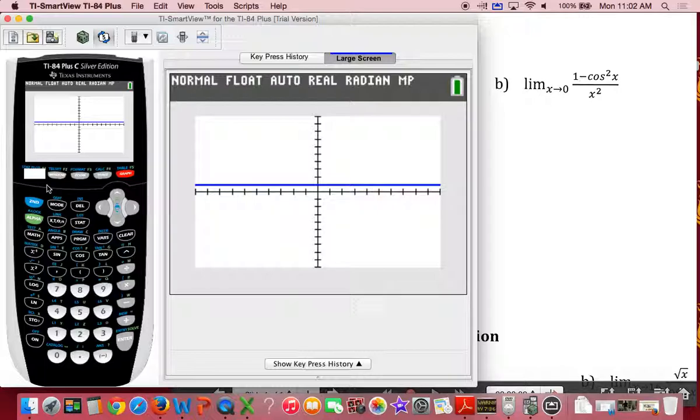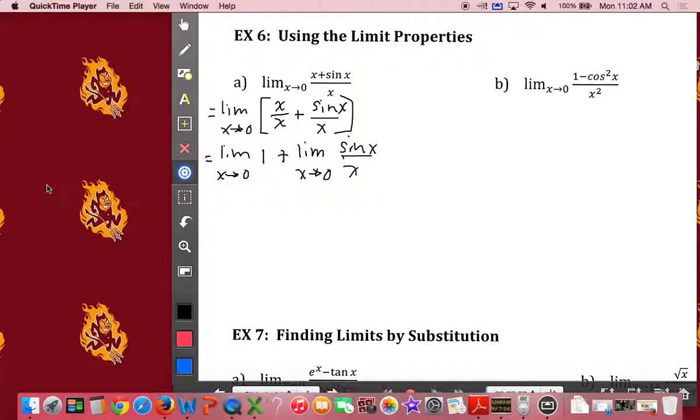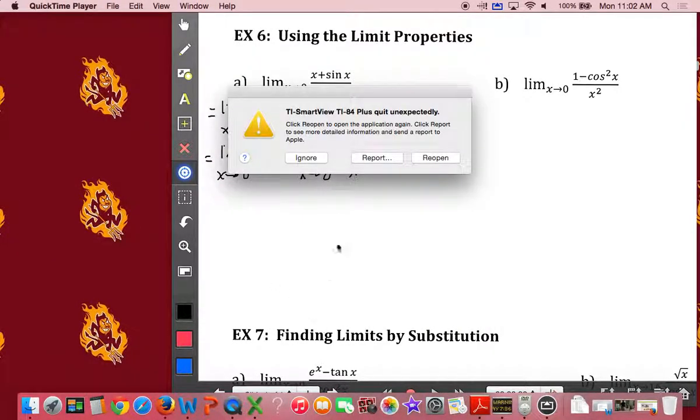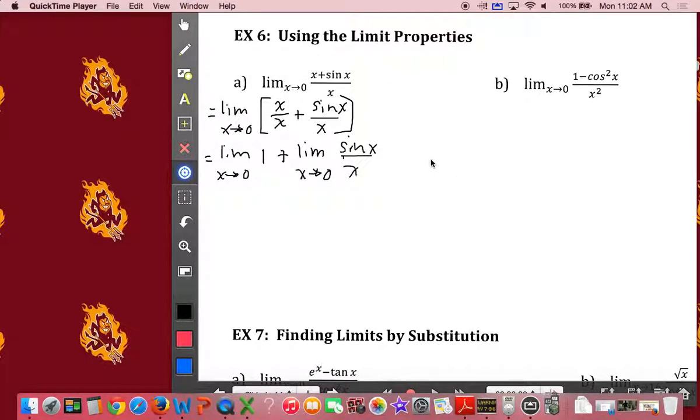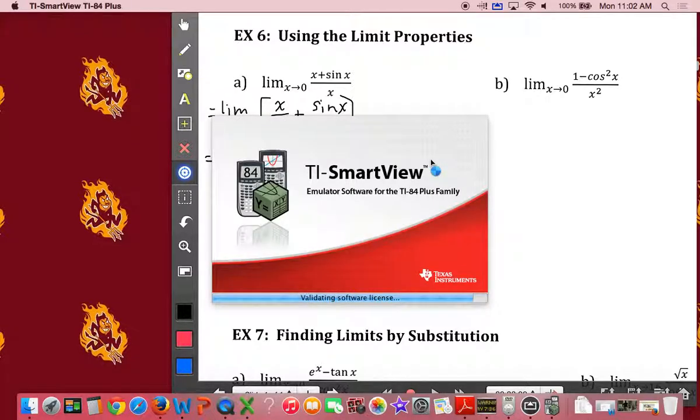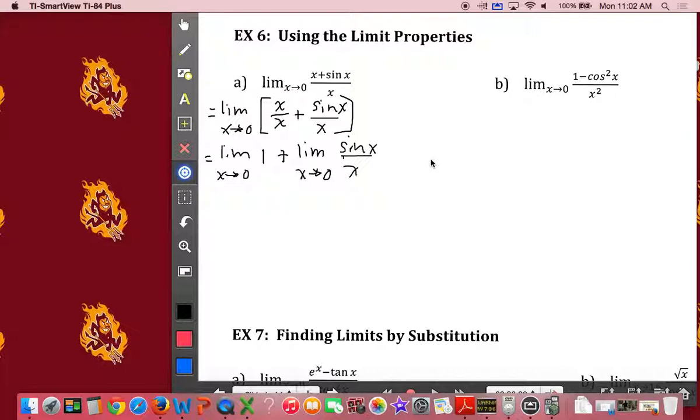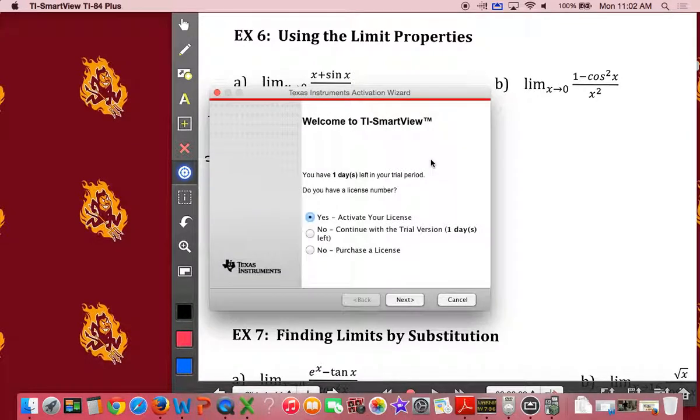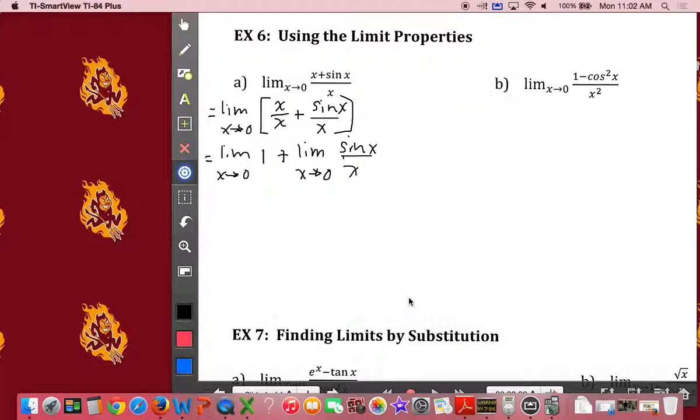So what if I change this to, oh jeepers, it's going to do it to me again, isn't it? Maybe I won't buy the TI Smart View because it keeps pooping out on me. There it goes. Reopen. Patience is a virtue, and I don't have it. Yeah, no, I only have one free day left.